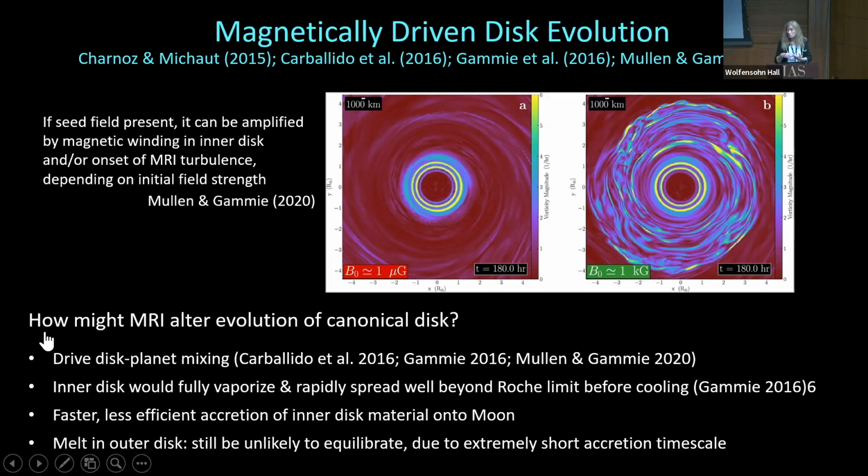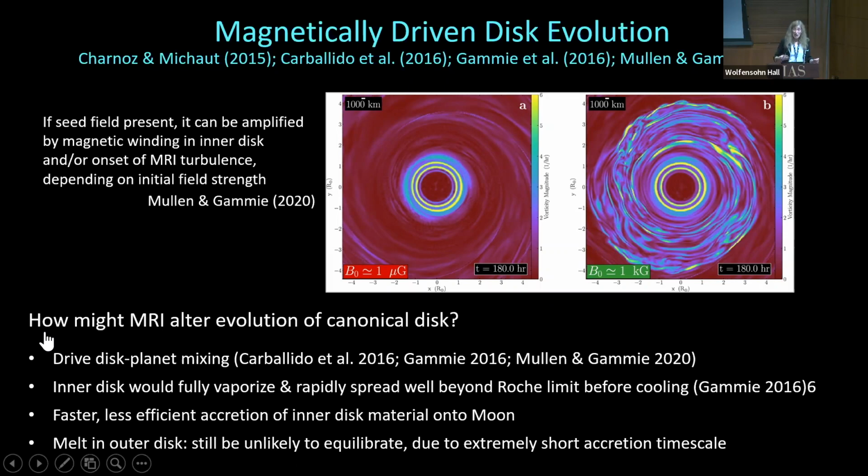MRI could drive mixing between the proto-earth and the disk vapor. In the inner disk, the thermal balance I described before doesn't apply. If you had MRI, the inner disk would fully vaporize and it would rapidly spread. So that second phase of lunar accretion would all happen much faster, we think. Because MRI transports angular momentum, you'd lose a lot more mass to accretion on the Earth. So the moon's overall incorporation of that inner disk material might be reduced in efficiency.